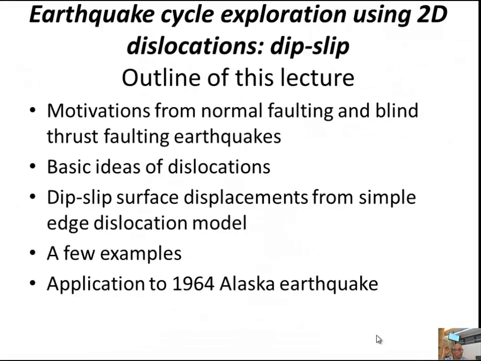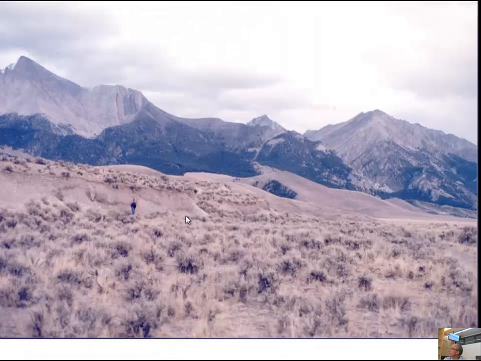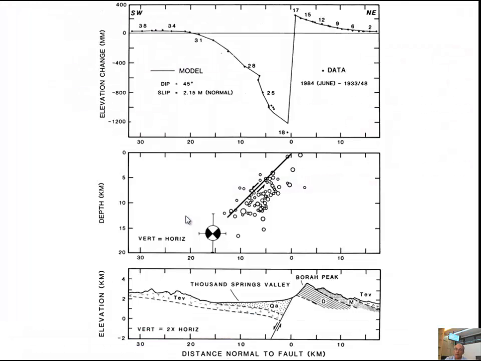So this new lecture, but same exact kind of outline, except that it's dip slip. And so motivations from normal and blind thrust faulting, basic ideas of dislocations, and then dip slip from a simple edge dislocation model. So I showed you already Borah Peak earlier this morning. We saw this already. And then I said, well, this is what was observed in the earthquake itself. So, how can we model that, or how can we understand it? So I'll show you in a moment.